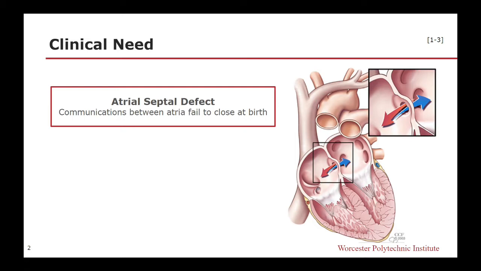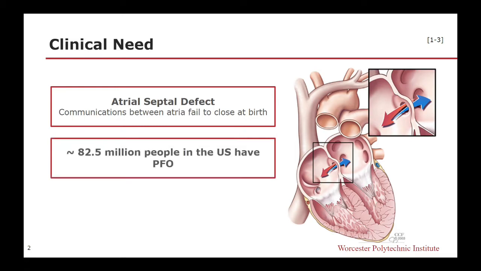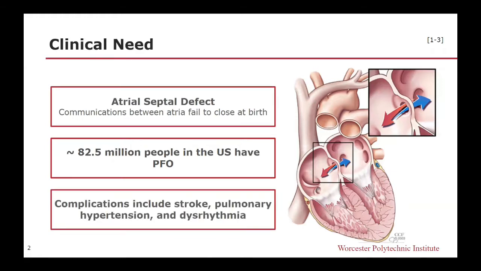There are 5 different types of atrial septal defects that are classified by the defect location along the interatrial septum. It is estimated that about 25% of the general population has a patent foramen ovale, which is the most common type of atrial septal defect. To put that into perspective, that is about 82.5 million people in the United States alone. Large defects that fail to close can provoke complications such as stroke, pulmonary hypertension, and dysrhythmia.